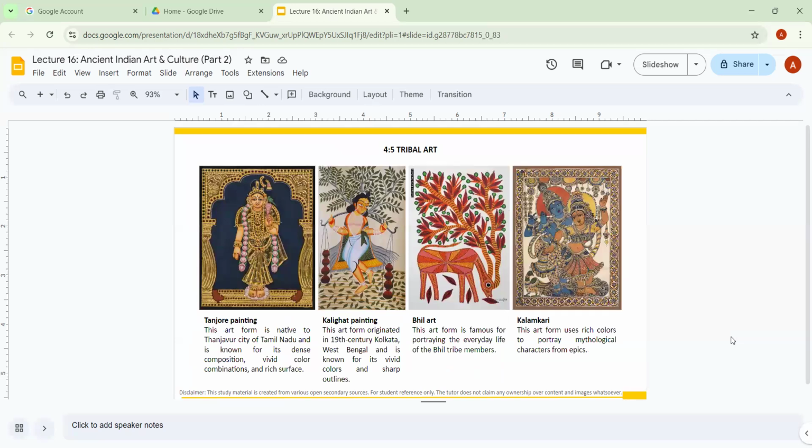The Tanjore paintings come from the Tanjavur city of Tamil Nadu. Kalighat paintings come from Kolkata. The Bhil art is very famous for portraying the everyday life of the Bhil tribe members. Kalamkari art form uses rich colors to portray mythological characters from epics.